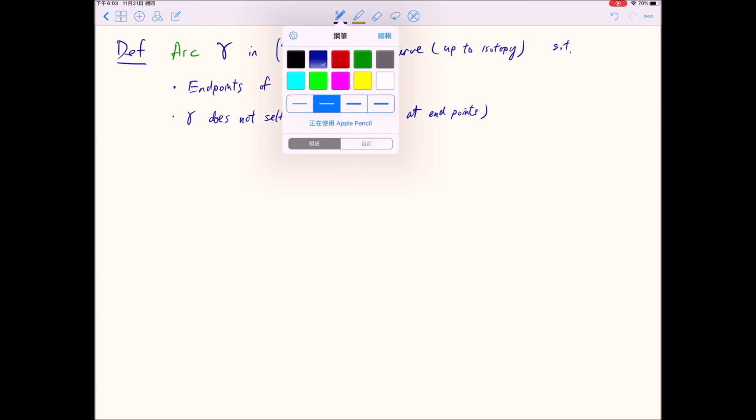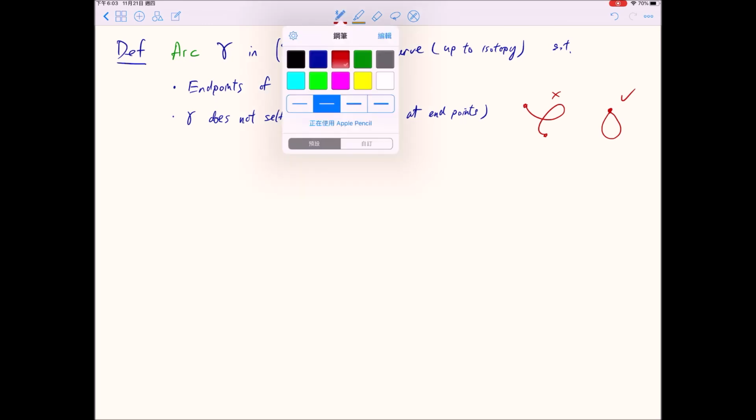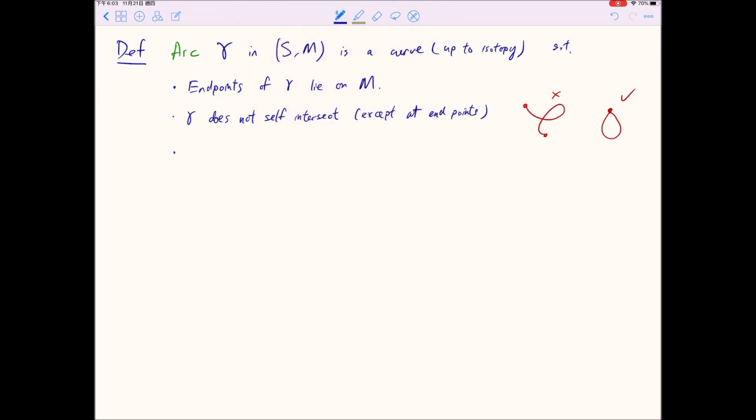So you cannot have such a thing, but you're allowed to have the same endpoints. So this is okay. And gamma should be disjoint from M outside the endpoints. So it can only join different mark points, but the interior of this curve should not cross any mark point anymore. And the boundary also.